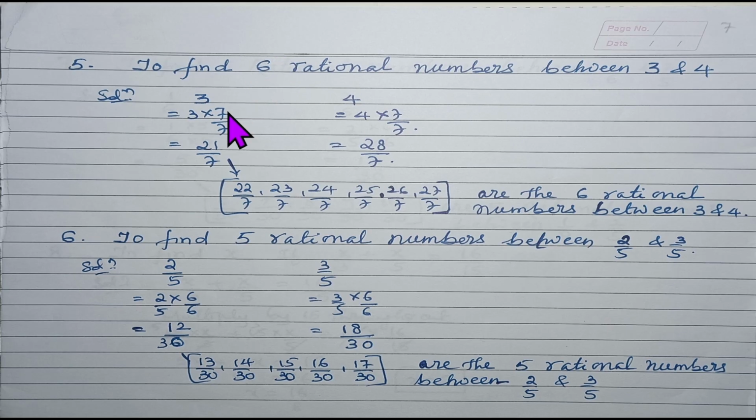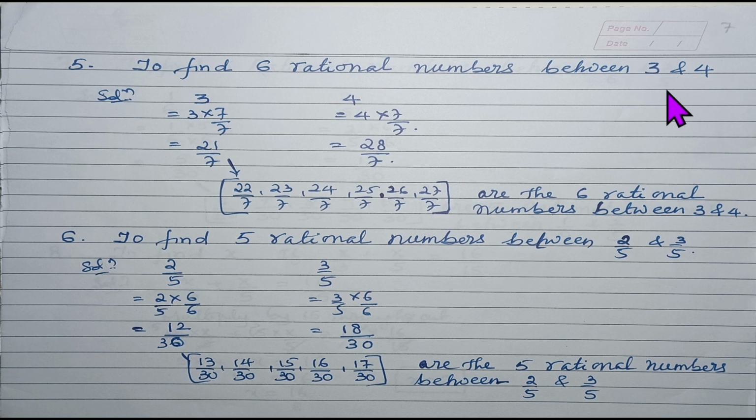Because I want 6, I have taken it as 7, 1 more than 6. So 3 into 7 by 7, 4 into 7 by 7, we get 21 by 7 and 28 by 7. And if you observe here, after 21 comes 22, so 22 by 7, 23 by 7, 24 by 7, 25 by 7, 26 by 7, 27 by 7 are the required 6 rational numbers between the given numbers 3 and 4.